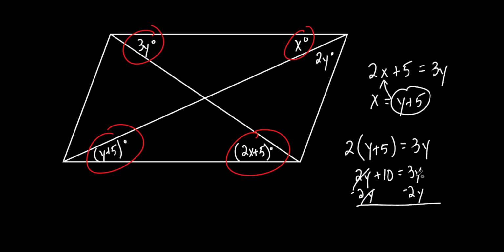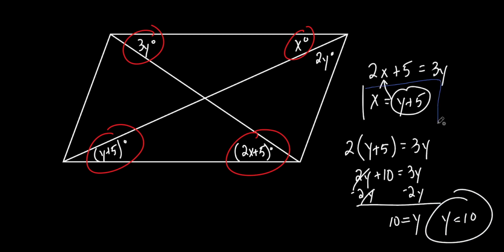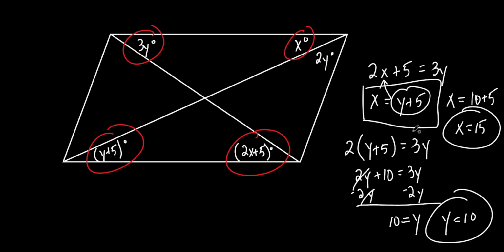3y minus 2y is y equals what? 10. So y is 10. How do I solve for x? Well, look, use this one right here. X is equal to y plus 5. So x is equal to 10 plus 5. So x is 15. So that is how you solve that.